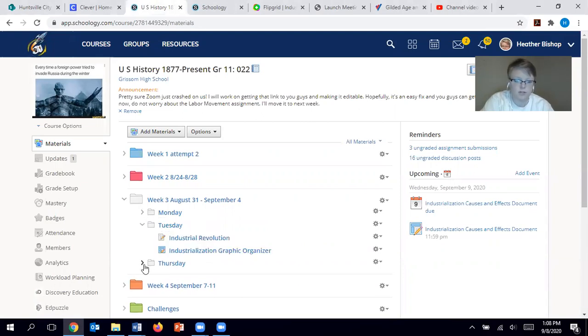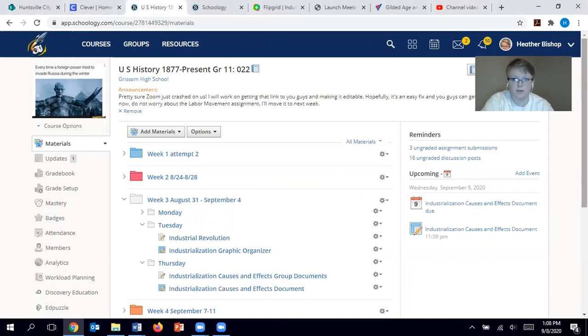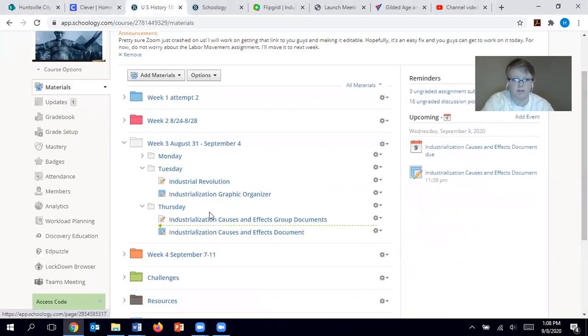All right, you have two industrialization assignments to do. You have this graphic organizer, and then you have the cause and effect document. Don't worry about this portion of it for the cause and effect document. Just do the entire document yourself, because whenever we tried to share it with one another, it did not work the way it was supposed to work. So do this document by yourself. Complete the entire thing. If you want to work with a partner, that's cool, but you have to turn in two separate documents.